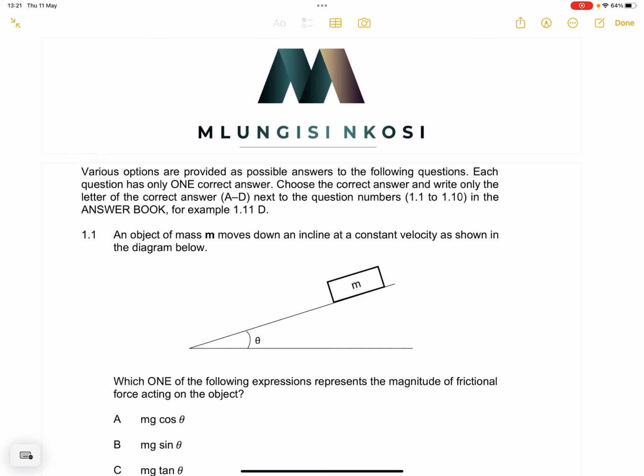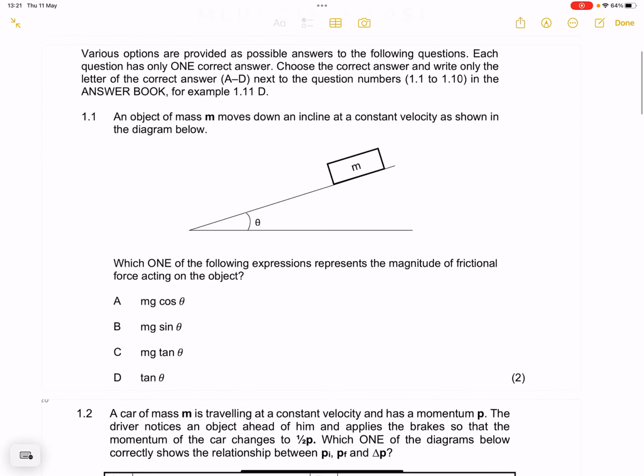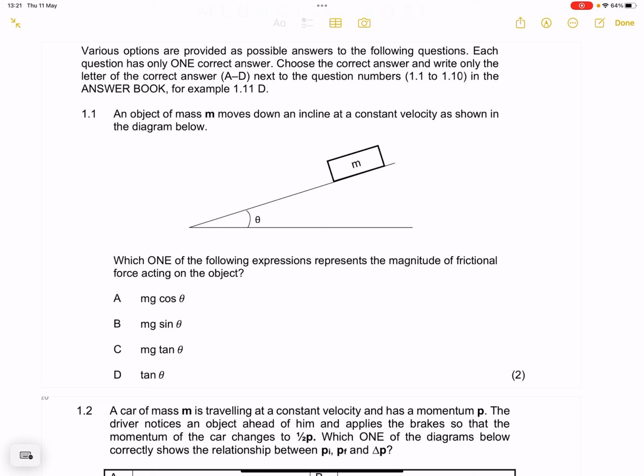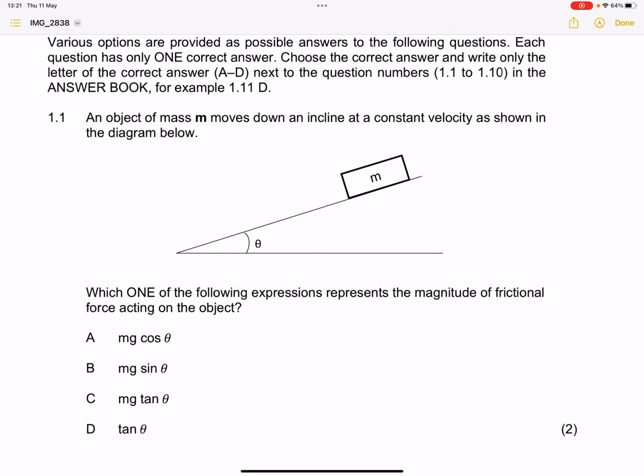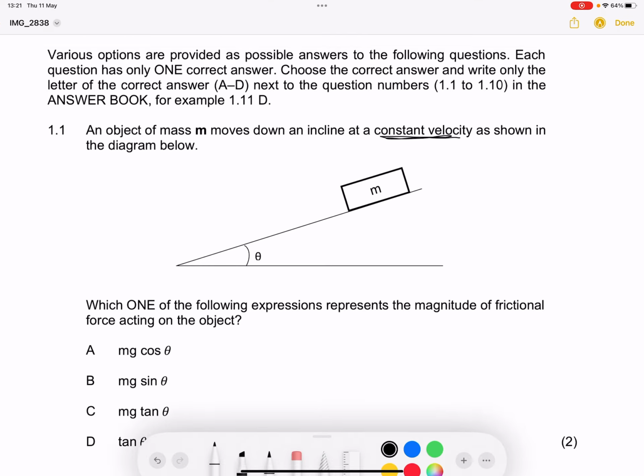Right, now let's get right into it as you are preparing for those exams. So they say to us 1.1, an object of mass m moves down the incline at a constant velocity as shown in the diagram below. Now, the operative word here would be constant velocity.